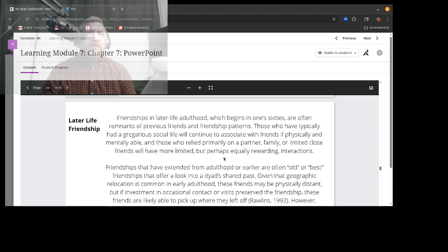Then after adulthood relationships, we have later life friendships. Friendships in later life, think about the Golden Girls, which began in one's 60s, are generally remnants of previous friends and friendship patterns. Those who have typically had a gregarious social life will continue to associate with friends if physically and mentally able to. And those who relied primarily on their partner, family, or limited close friends will have limited but perhaps equally rewarding interactions.